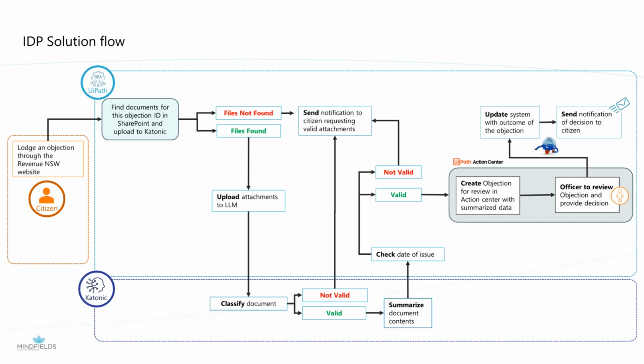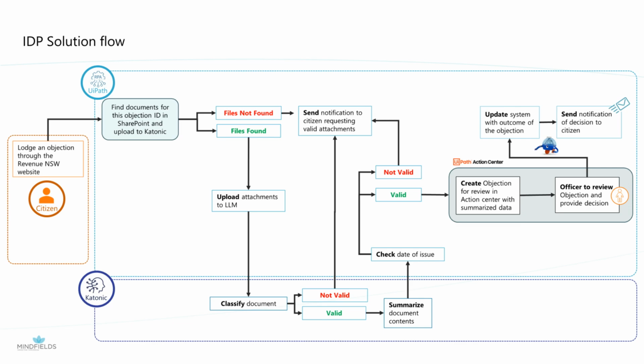Citizens lodge objections on the Revenue NSW website. In doing so, they are also required to submit valid supporting documents. The bot has been designed to check whether the objections contain valid supporting documents and whether the documents are dated within acceptable limits. Now, let's delve into the use case description to understand how the bot operates in various scenarios.